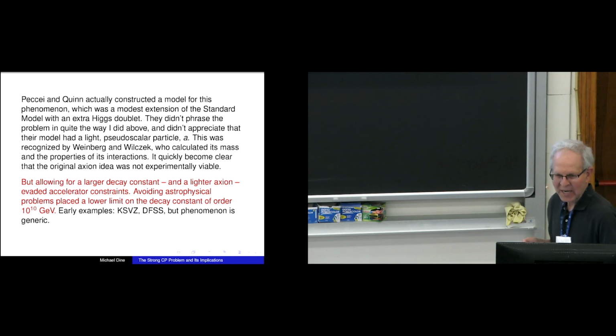Okay. But in any case, this phenomenon is generic. If you raise Fa, you make the axion lighter and you weaken its interactions. And so for Fa large enough, you suppress problems with astrophysics. And as you know, if Fa is too large, at least within the standard cosmology, you produce too much axion dark matter.